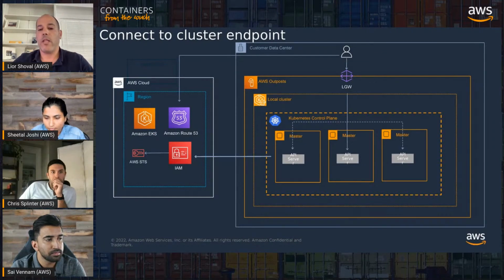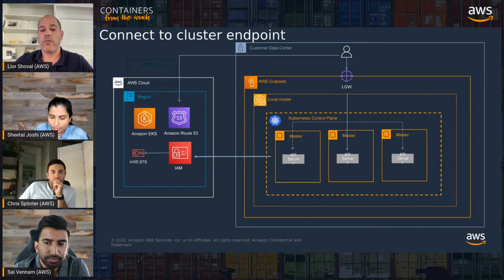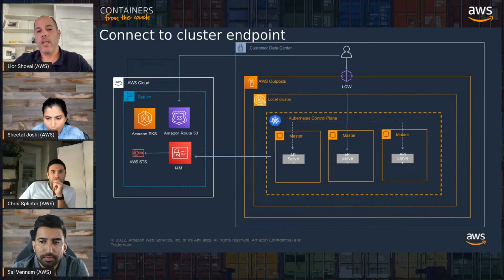So in a normal state, as you would see in this slide, there's a line going from the user to Amazon Route 53 to resolve the endpoint for the API server. And then the API server goes back to IAM in the region and STS to authenticate the caller against its known and approved callers upfront. That's all fine and dandy in a connected scenario. However, local Outpost was built specifically to address disconnected scenarios.